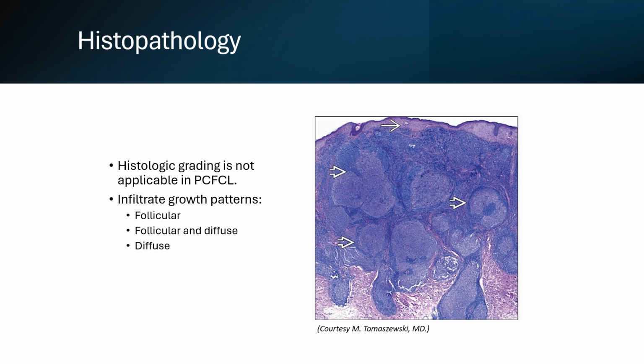Histological grading is not applicable in primary cutaneous follicular center lymphoma, unlike in follicular lymphoma. In terms of the growth pattern, you can see either follicular, follicular and diffuse, or diffuse. Here in the picture, we can see a multinodular growth pattern that's sparing the epidermis. So the epidermis is not involved, and we have a multinodular growth pattern in the dense lymphocytic infiltrate in the dermis.